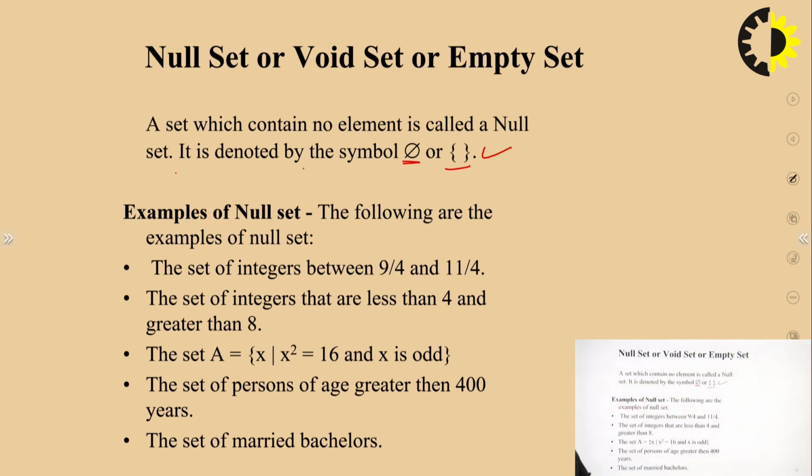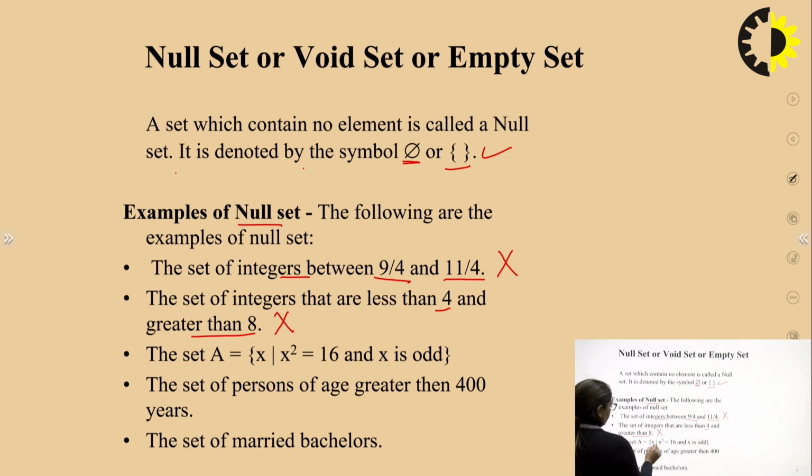Now, examples of the null set, if we want to write in set builder form: the set of integers between 9/4 and 11/4, there is no integer in between these numbers. The set of integers that are less than 4 and greater than 8, not possible at all. So there is no number in that.